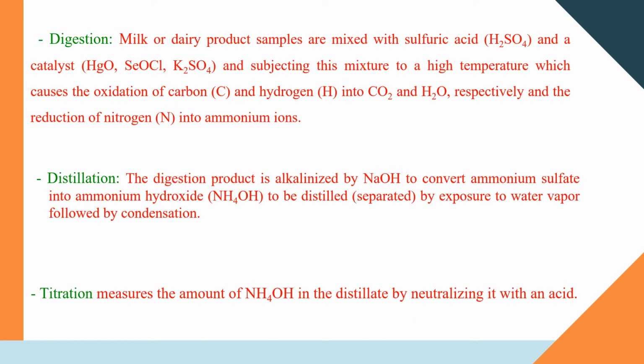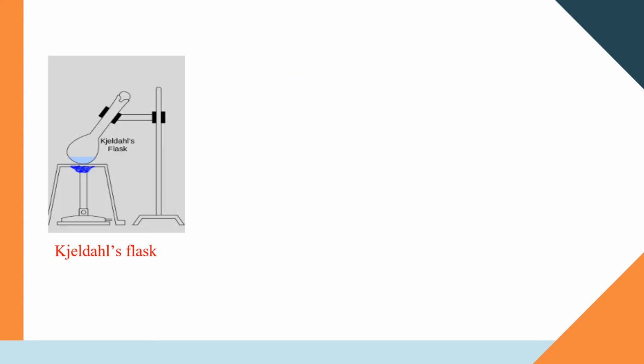So these are the three steps of Kjeldahl method: digestion for the conversion of nitrogen into ammonium ions, distillation for separating ammonium ions in the form of ammonium sulfate that is then converted into ammonium hydroxide to separate those ammonium salts and collect them, and finally titrating them in the titration step.